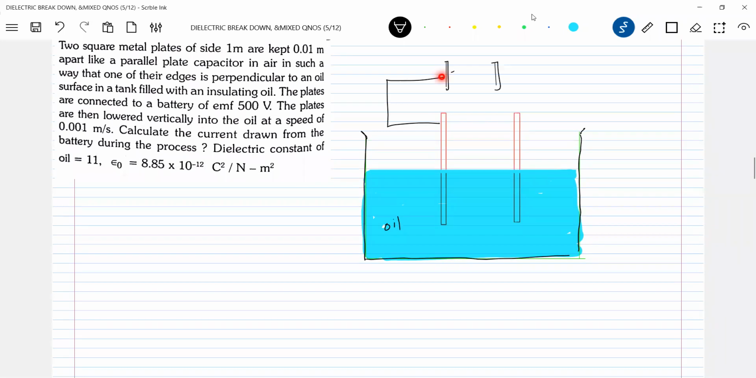I think there's a battery here. So nothing to do, there's not a capacitor, there's a cell. These are moved with a speed v. Calculate the current drawn from the battery during the process.